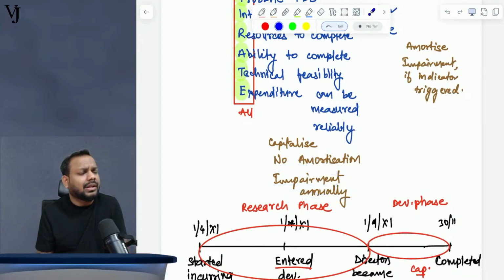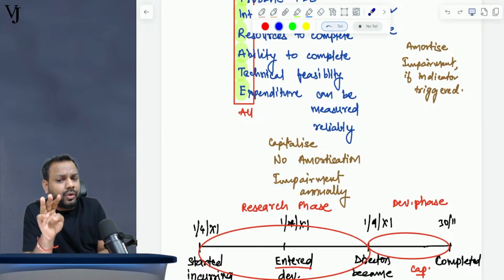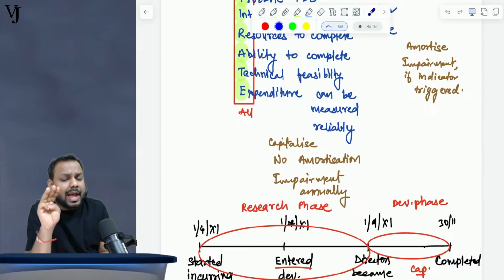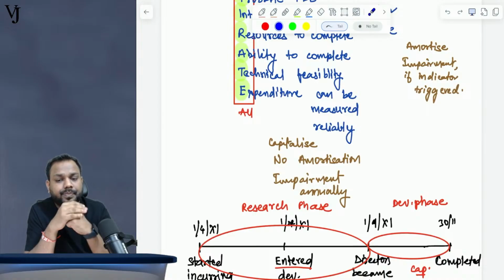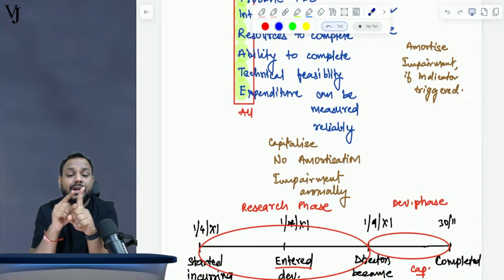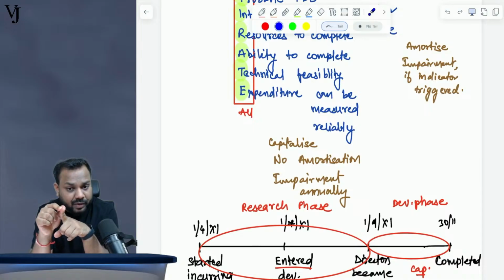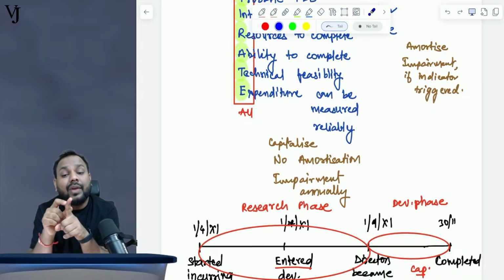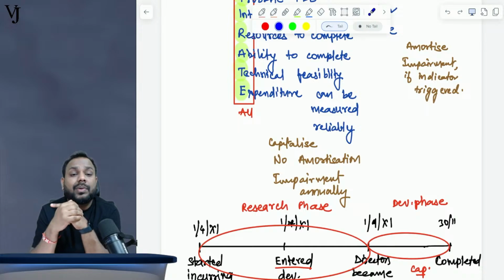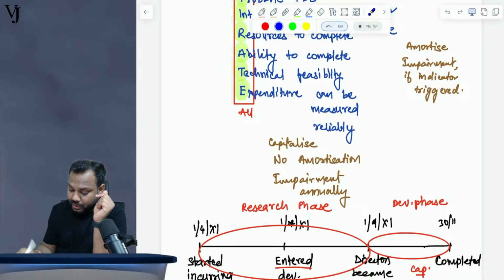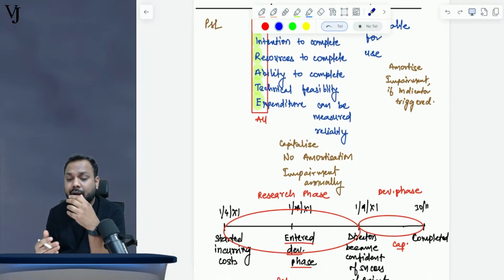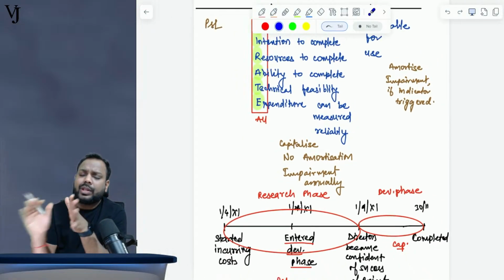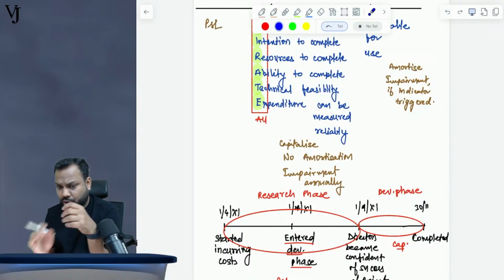Now tell me, guys, there were three assets for which we do annual impairment. Can you name them? One, intangible assets under development phase. Second is goodwill. And third is intangible assets with indefinite useful life. These three assets have to be impaired annually, irrespective of whether an impairment indicator exists or not.